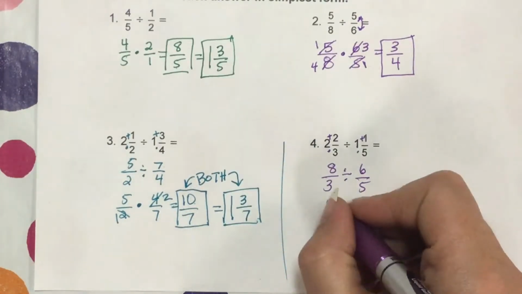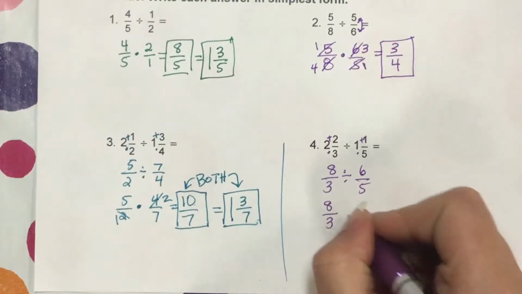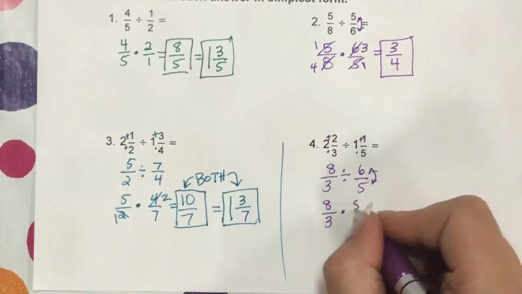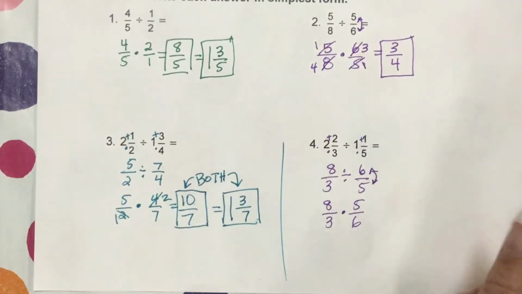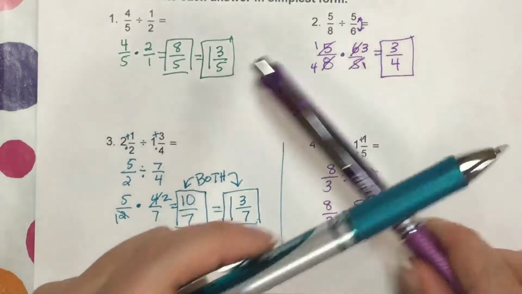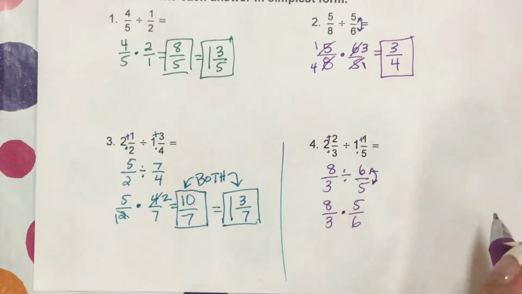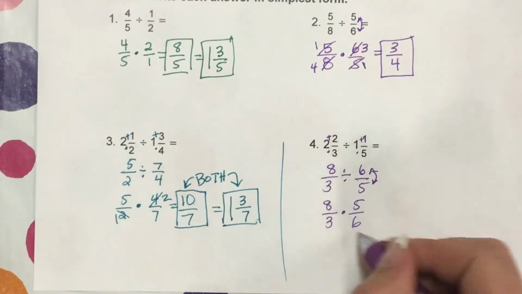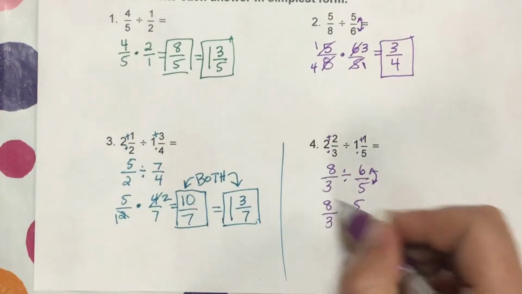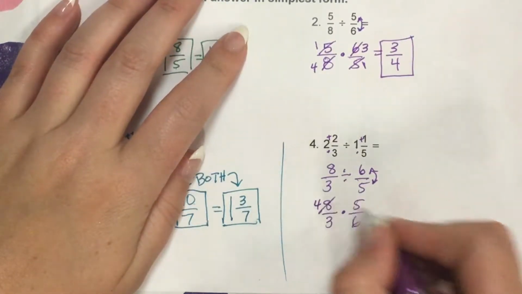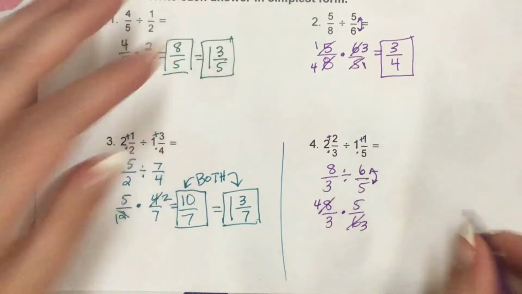Now we just need to change it into a multiplication. So we invert the divisor. We just flip this. 5 over 6. Awesome. Now we just multiply. First, we look to cross cancel. Are there any common factors between 3 and 5? The answer is no. What about 8 and 6? Yes, 2 goes into both of those. 2 goes into 8 4 times, and 2 goes into 6 3 times.